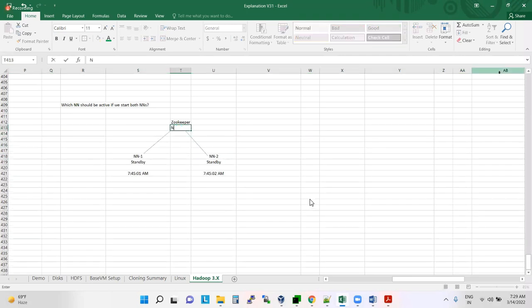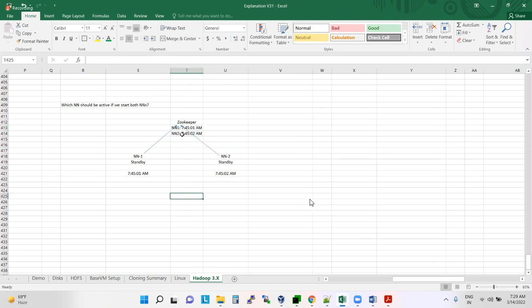So to Zookeeper, okay, name node 1 heartbeat has come at 7:45:01 AM. Okay. So name node 2 heartbeat has come at, okay, 1 AM. This is the time it has come. Now tell me, who should become active and who should become standby?